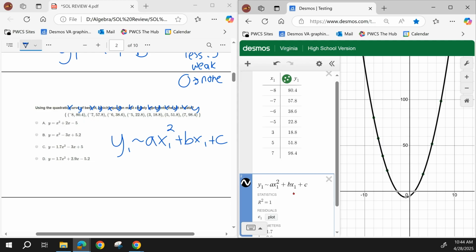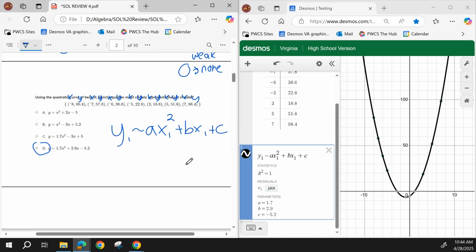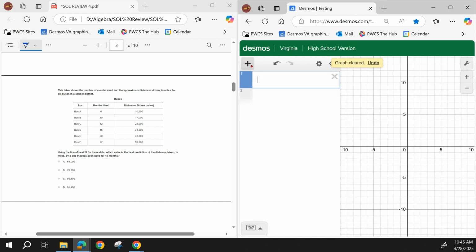It's going to give us three parameters, A, B, and C, that we would plug in for A, B, and C. So we want to look for the equation that has 1.7x squared plus 2.9x minus 5.2. And that's going to be this one right here, D. I'm going to clear all this out, and I'm going to go ahead and pause and put this into a table, and then we will find an answer.